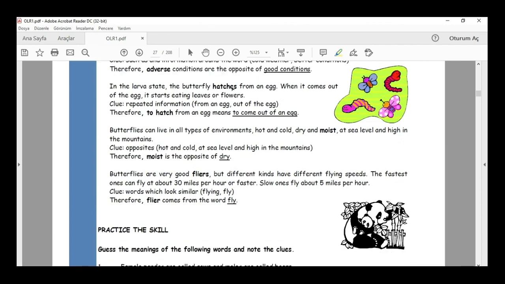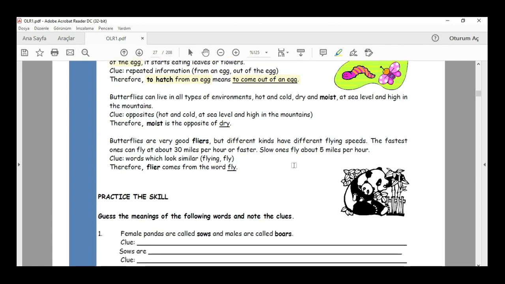Let's take a look at the word hatch. In the larva state, and you know this word from your biology lessons, in the larva state, the butterfly hatches from an egg. When it comes out of the egg, it starts eating leaves or flowers. Take a look now. First of all, the butterfly hatches from an egg. Again, it's a movement and it is from the egg. And then in the second sentence, it says when it comes out of the egg. So hatch from must mean come out of something. To hatch from an egg means to come out of an egg.